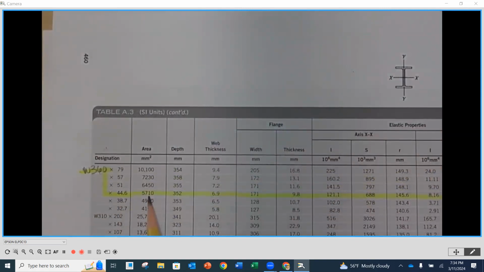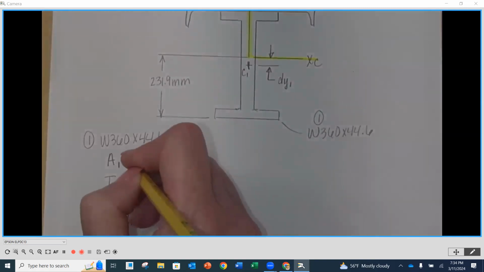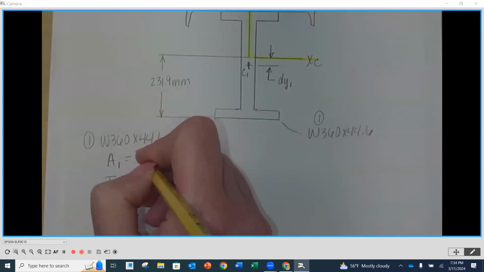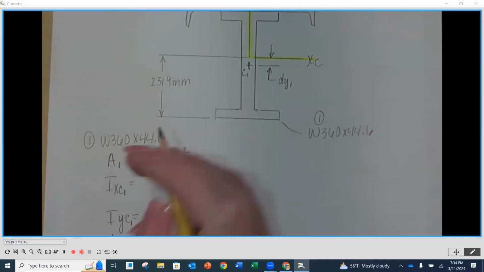Now, we know we need to grab the area. So the area is going to be 5,710 millimeters squared. So we're going to put that in our A1. 5,710 millimeters squared.